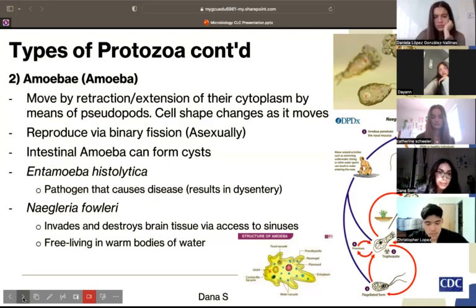It's Entamoeba histolytica. I hope I said that right. That's the pathogen that causes disease and results in dysentery. And then Naegleria fowleri invades and destroys brain tissue via access to the sinuses, and they live in free-living warm bodies of water. So if you've ever heard of a brain-eating amoeba, like when you go swimming, that's probably the one that you've heard of.